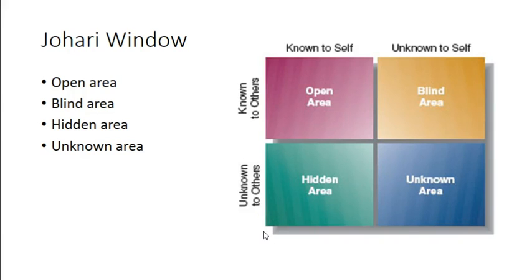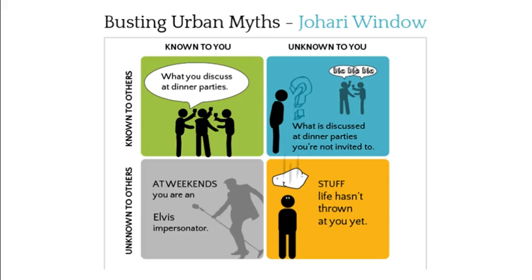There are four different quadrants. We have an open area, a blind area, a hidden area, and an unknown area. Essentially, if it's known to others and known to the self, it's open. If it's unknown to others but known to the self, it's hidden. If it's known to others and unknown to the self, that's blind. And if it's unknown to others and unknown to the self, then it's just unknown. So we have some examples to help put that into context.